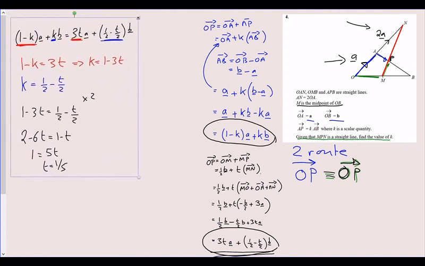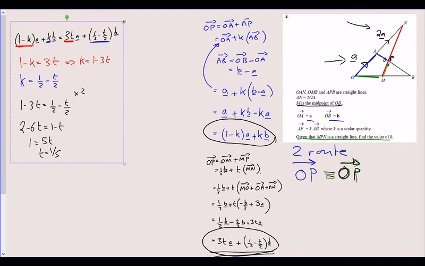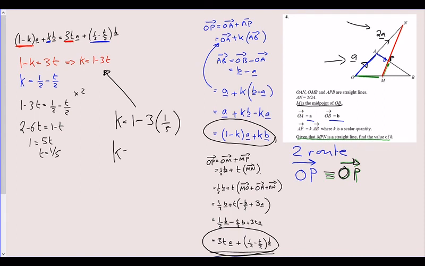Now that I know t is equal to a fifth, I can substitute it back to establish my value of k. So k is equal to 1 minus 3 fifths. So k must be equal to 2 fifths.